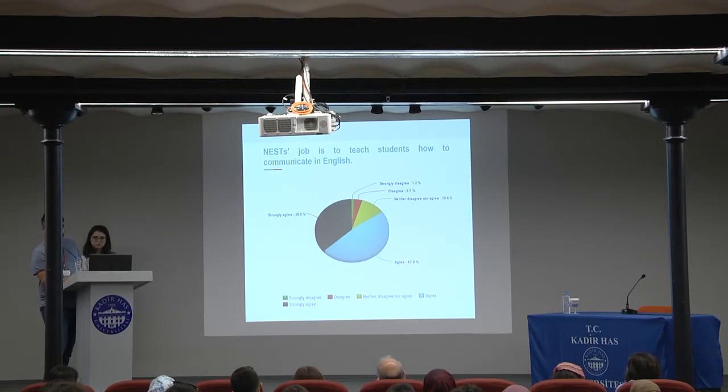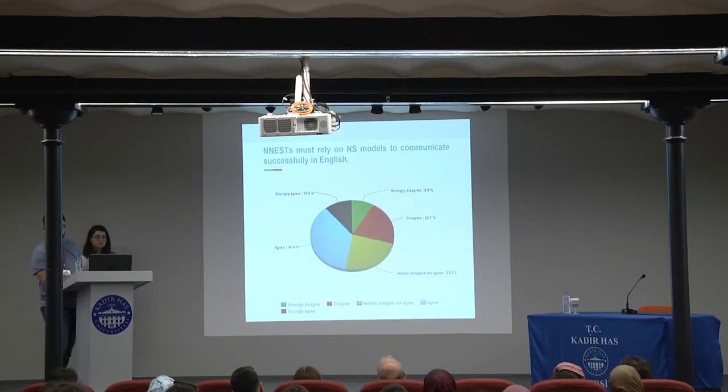This might not seem very interesting on its own, but when you look at the next statement, you can make the connection, right? Non-native English-speaking teachers must rely on native speaker models to communicate successfully in English. In that case, you see that most of the teachers tend to agree with that statement. Although there is a strong opposition, it is not as strong as among those who agreed that native speakers should be the model for non-native English-speaking teachers. But also notice that there are still a considerable number of teachers who were undecided about this issue.